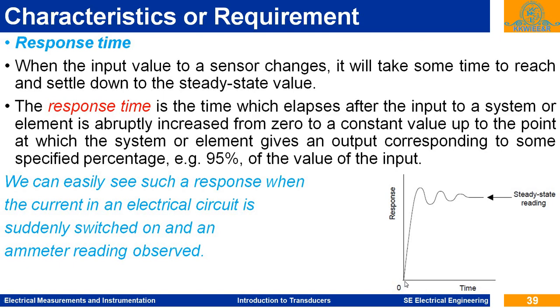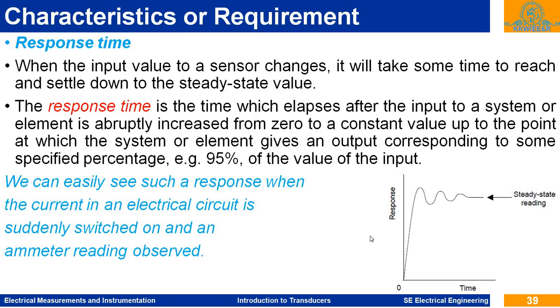Here there is a change in the physical parameter, and that physical parameter is converted into the electrical signal. So it will take some time because of the inertia in the system or in the transducer. The output increases, then again it decreases. So there are some oscillations, and after these oscillations die down, you will get the steady state reading.